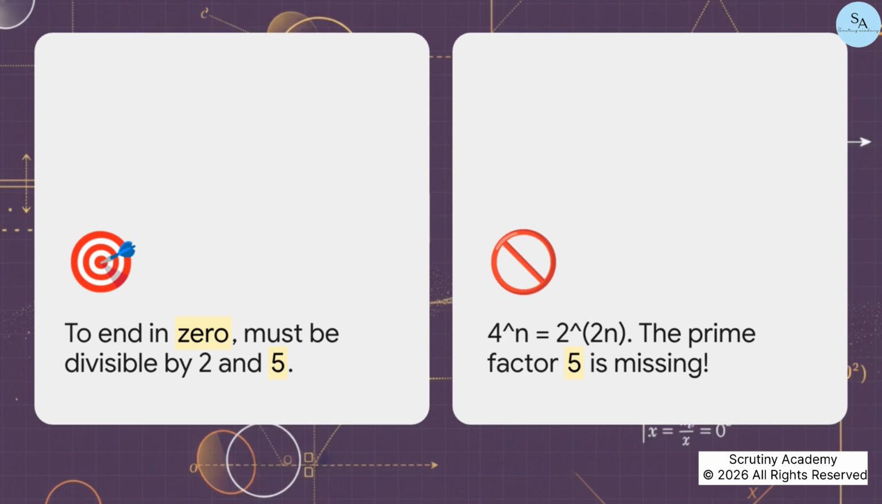So 4 to the power of n is really just 2 to the power of 2n, meaning it is entirely 100% made of 2s. The 5 is completely missing. And because of that fundamental theorem we talked about earlier, we know this fingerprint is completely unique. No 5s can ever just magically appear out of thin air. Therefore, since the fingerprint totally lacks a 5, it is mathematically impossible for 4 to the power of n to ever end in a 0. See? Look at you! You just solved a board-level logic puzzle.